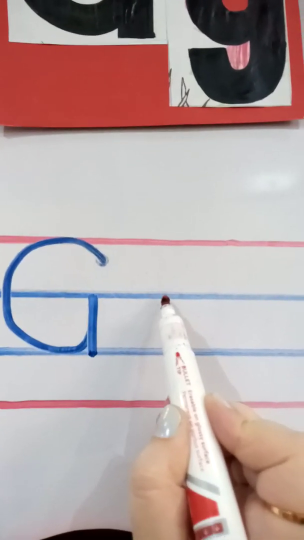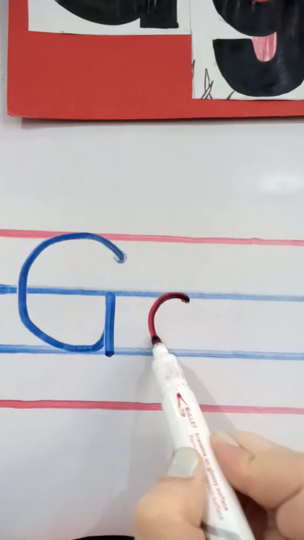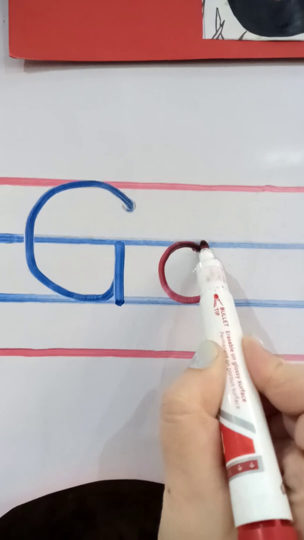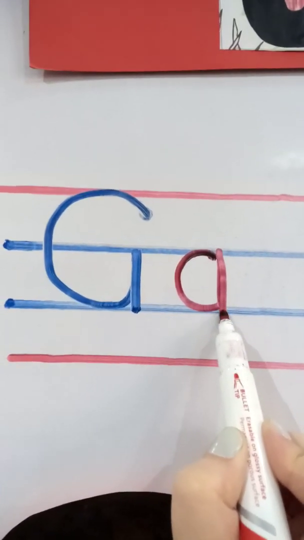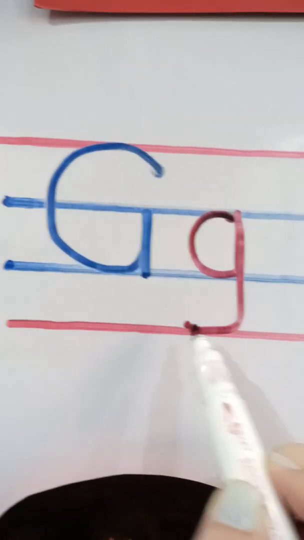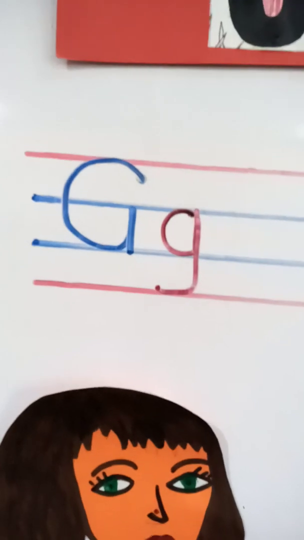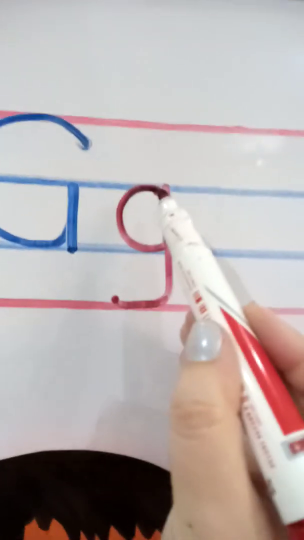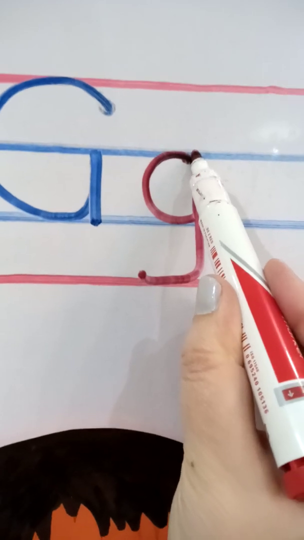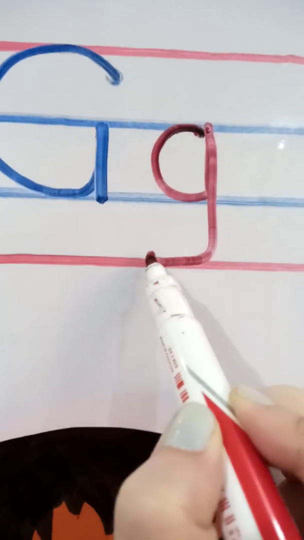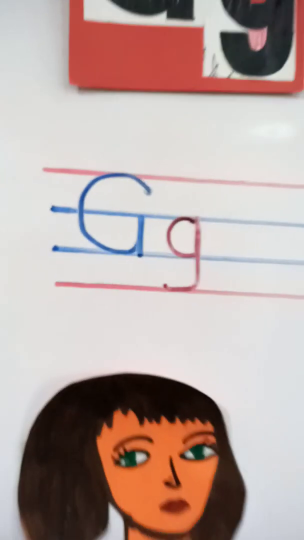Make a start from the second line, do a little curve, go down, touch the third line, go up again, then come down, go around and touch the fourth line. That is the small g. How we did it? You are going to make a little curve, then again start from the second line and do a straight line down and curve it at the bottom like this. So that is a small g.